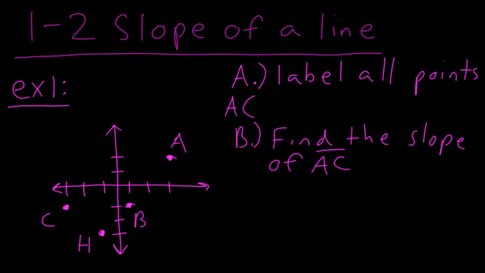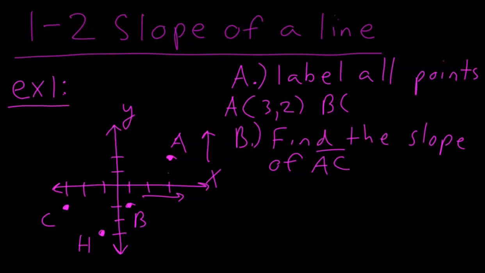Where is point A? Well, I notice when I look at point A on the x-axis, it's gone over 1, 2, 3, so 3 to the right, comma, and it looks like it's gone up 1, 2 on the y-axis. So we can say, hey, it's gone to the right 3 and it's gone up 2, so it's at 3, comma 2. Okay, let's talk about point B.